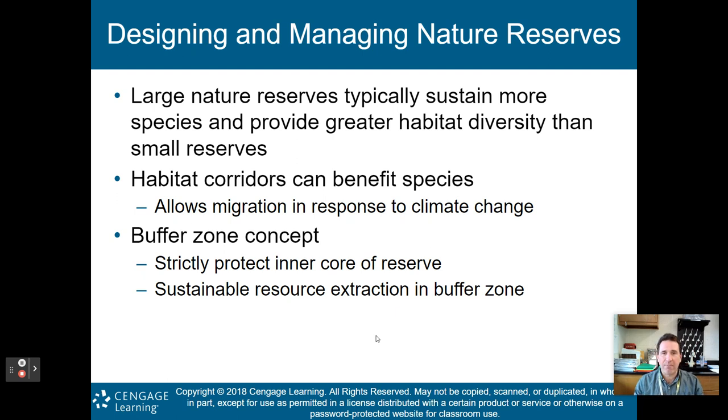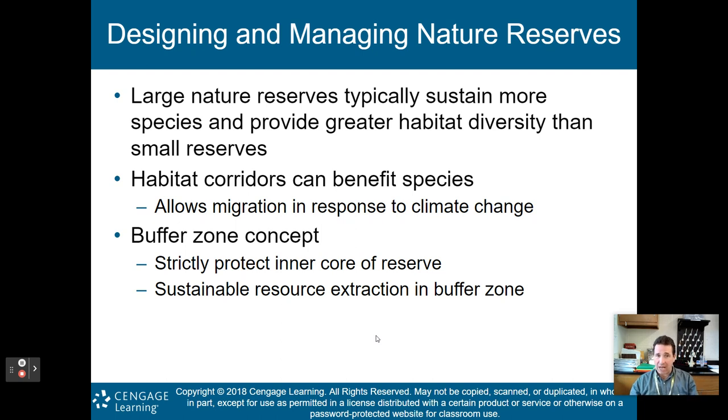Habitat corridors, however, can benefit species. This allows migration in response to climate change. So what is a habitat corridor? Well, remember we spoke about how you fragment a forest, right? You build a logging road through a forest, and now you have two forests over here. Well, one of the things we can do is go in there and make a little connecting area of forest to connect the two fragmented forest areas. This is called a habitat corridor and will allow species, creatures, to be able to migrate through that to get from one forest area to the other that, of course, we've originally fragmented. So that is what a habitat corridor is.